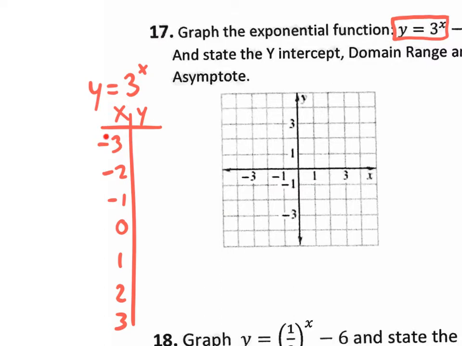So once again, the easiest input would be 0. Let's plug in 0 right there to the parent graph. 3 to the 0 is 1. So our output is 1 when we plug in 0.